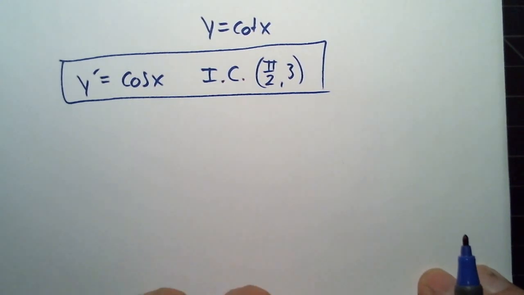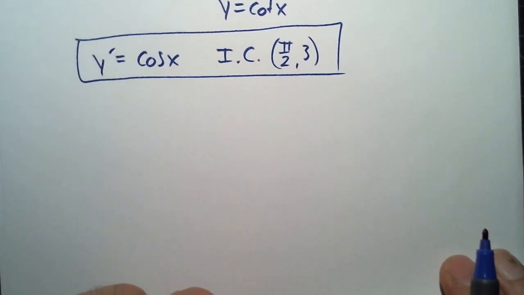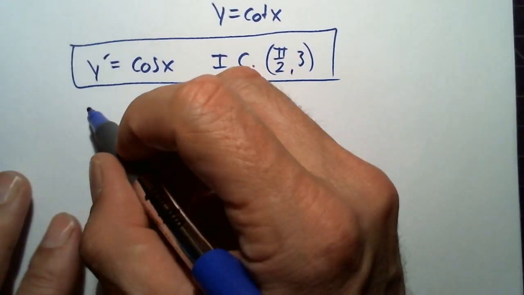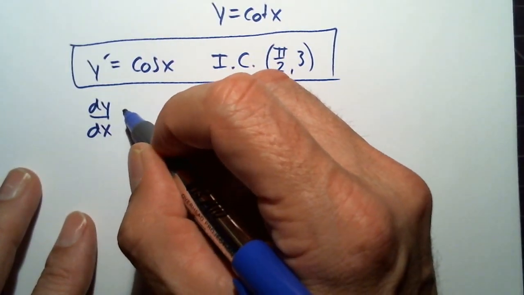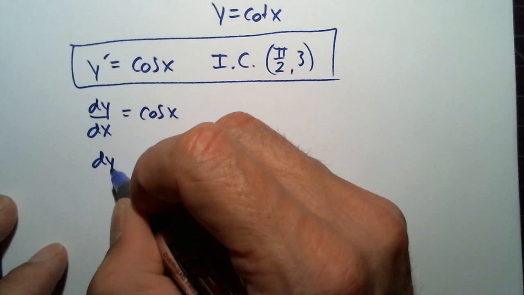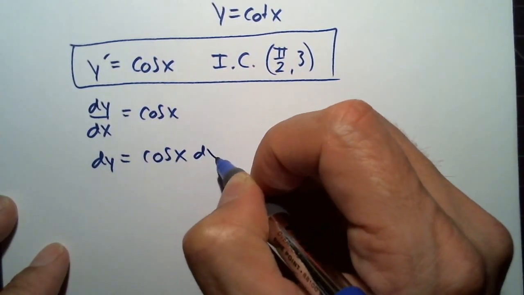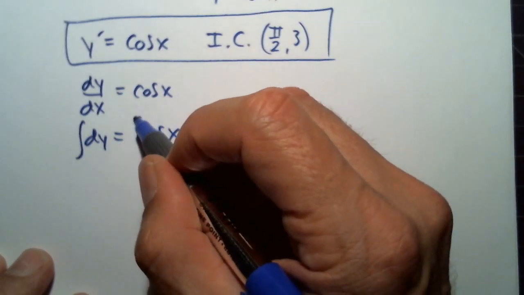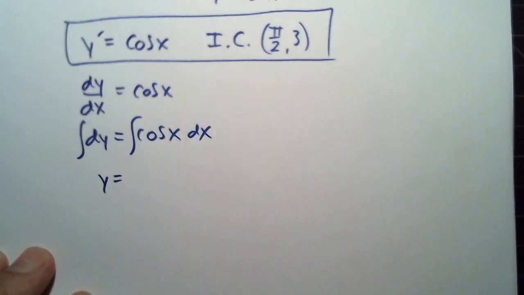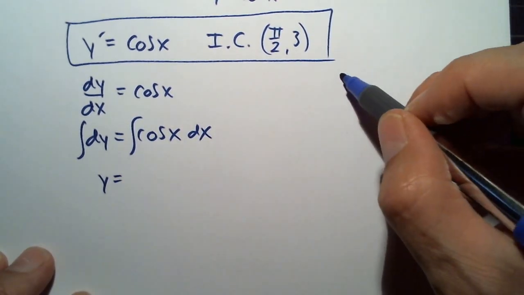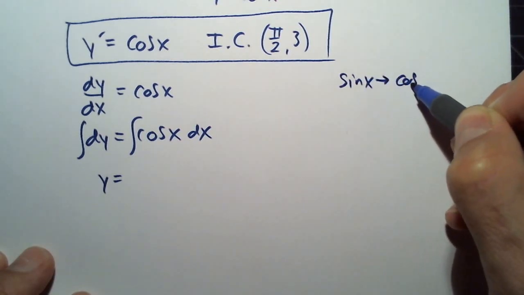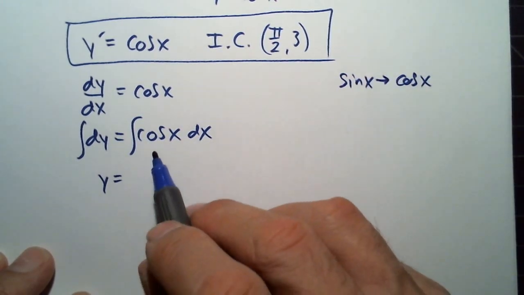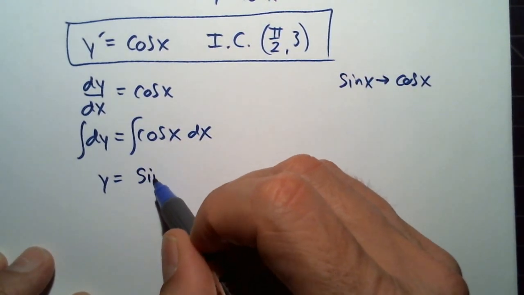Last example, pause the video and try that one. Find the particular solution using this initial condition. Multiply by dx, integrate both sides, and cosine is the derivative of what thing? Well, let's see. The derivative of sine is cosine. That's the one we want. We have this, and we're going back to that. So the antiderivative of cosine is sine.